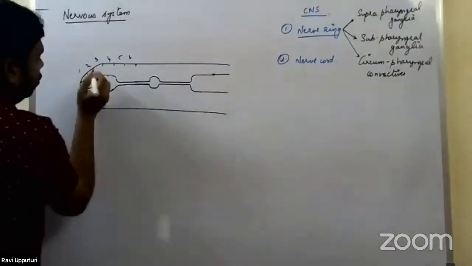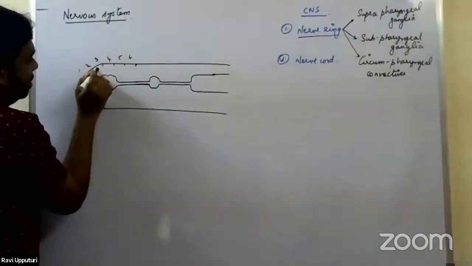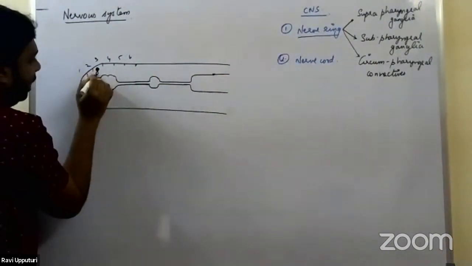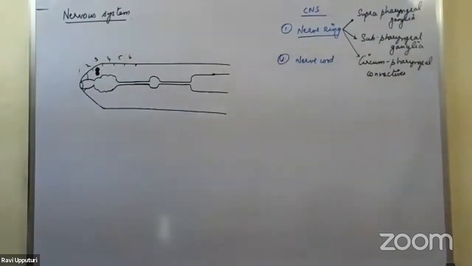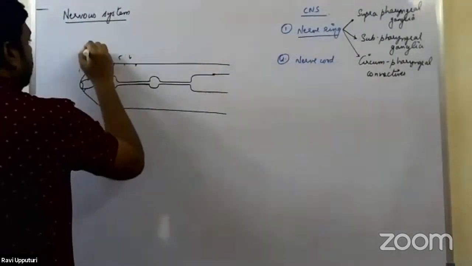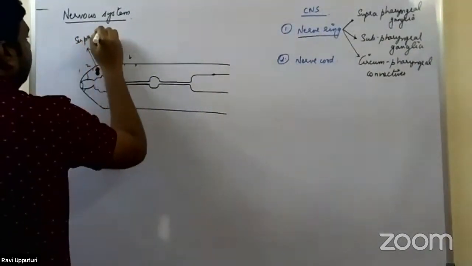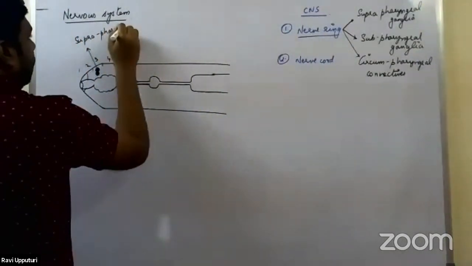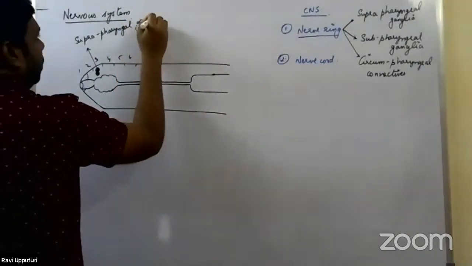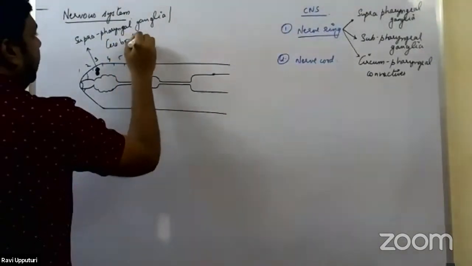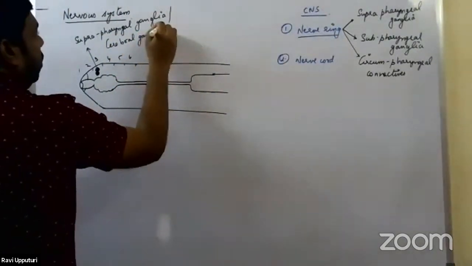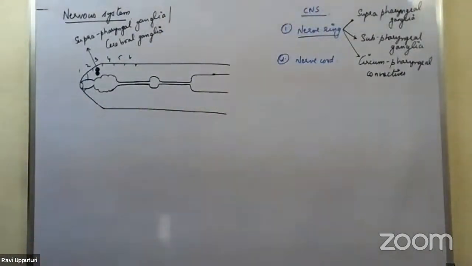So let me draw it here. In the third segment, right above the pharynx, there is one pair of large ganglia. This we call the suprapharyngeal ganglia. This suprapharyngeal ganglia is also called the cerebral ganglia. So either we call it suprapharyngeal ganglia or cerebral ganglia. This is the first part of the nerve ring.